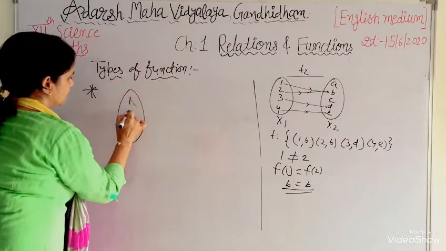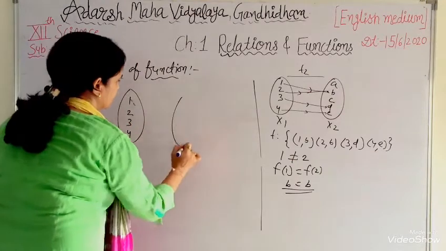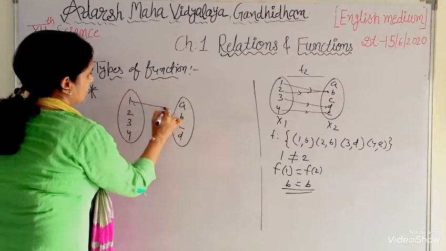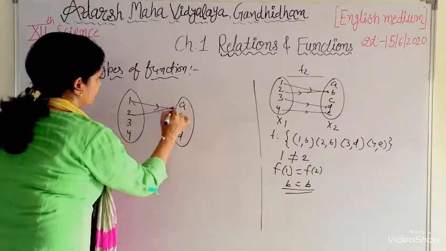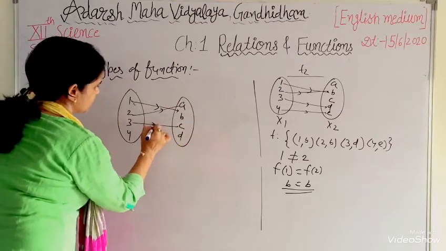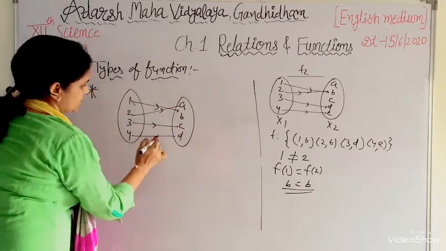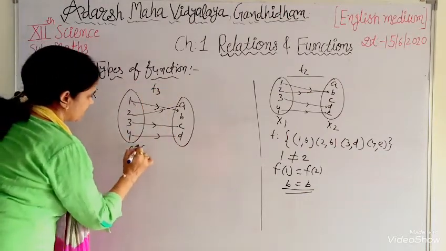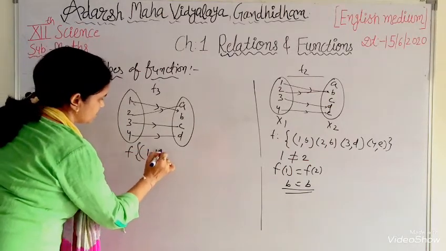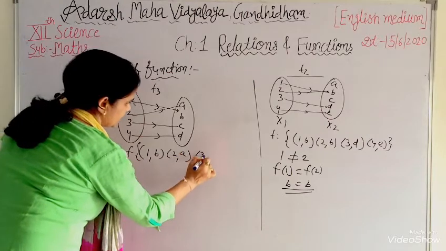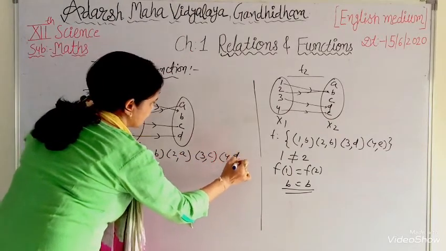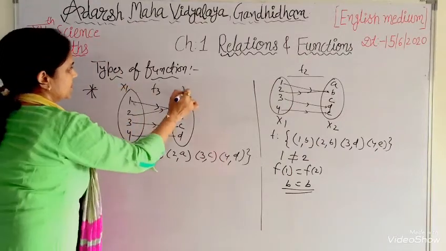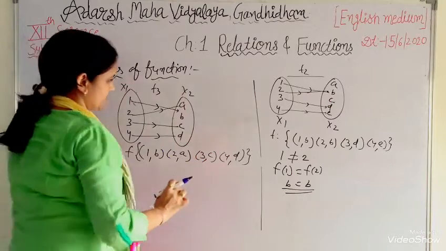One, 2, 3, 4, and here A, B, C and D. 1 is related to B, 2 is related to A, 3 is related to C and 4 is related to D. Here, students, the function is: 1 with B, 2 with A, 3 with C and 4 with D. Okay, it means distinct elements of set x1 have distinct images.